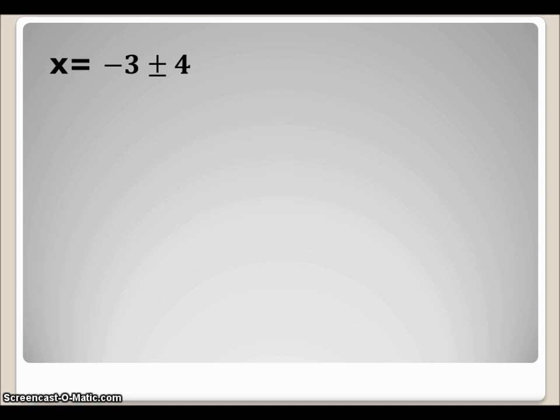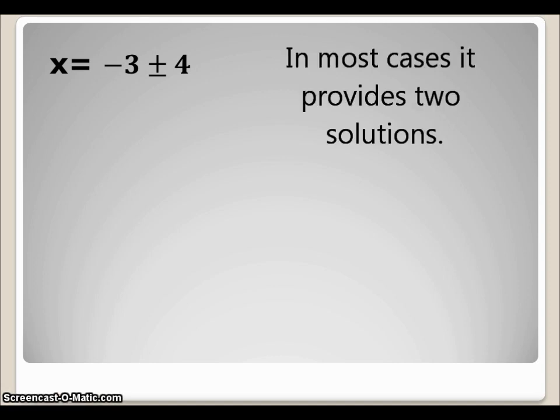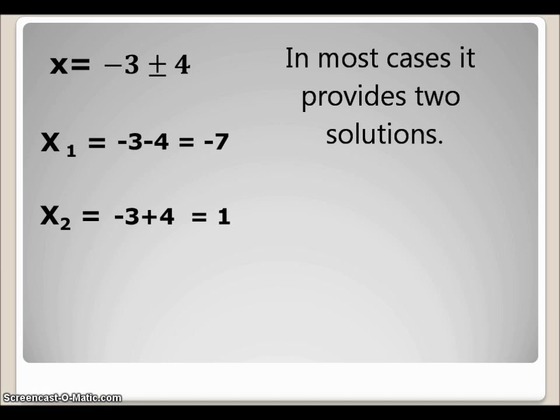A quadratic equation provides two solutions, so therefore we are going to name them x1 and x2. To get the first root, we take negative 3 minus 4, which is equal to negative 7. And to get the second root, we just add 4 to negative 3, and this gives us positive 1.